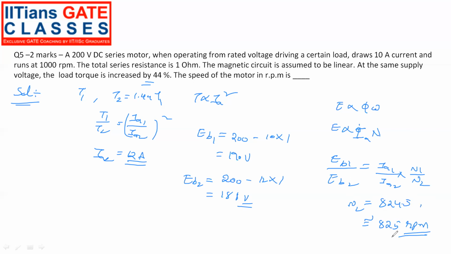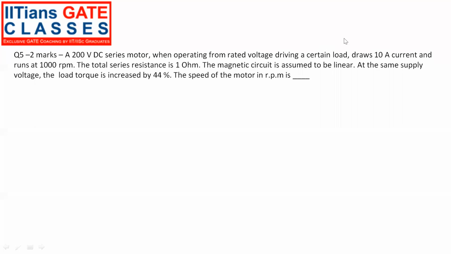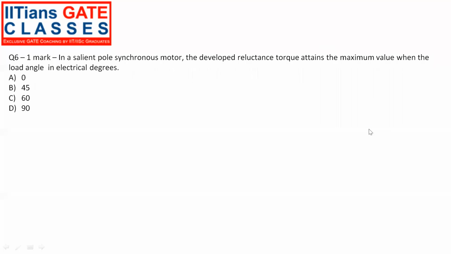Okay, guys, let's go to the next question. It is a 1 mark question from synchronous machines. What does the question say? In a salient pole synchronous motor, the developed reluctance torque attains a maximum value when the load angle is... they're asking us to find the load angle at which the reluctance torque attains the maximum value.